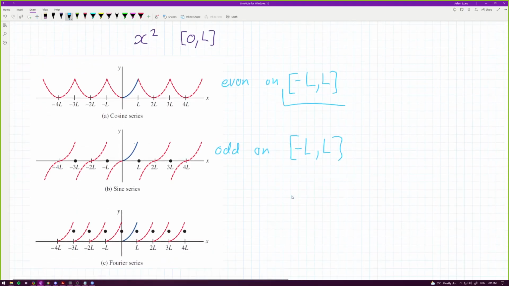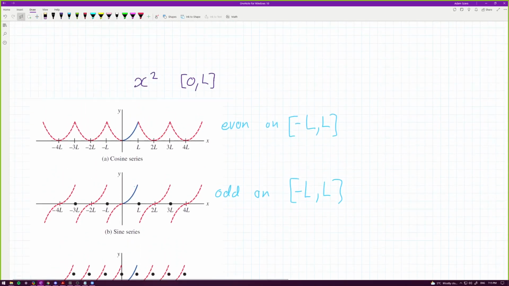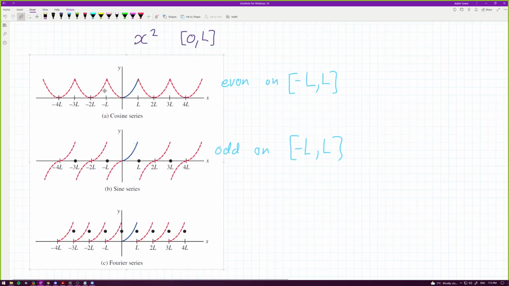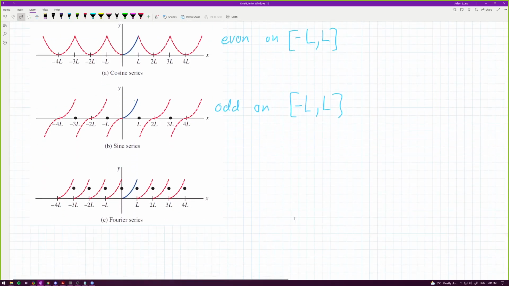If it's starting on negative L to L, you only have one option. It's just the Fourier series. You just do it. But if it's on 0 to L, you are arbitrarily assigning what the other side of the function is, right? Is it even, is it odd, or is it neither? In this case, it's a little bit tricky. So I should be clear here.